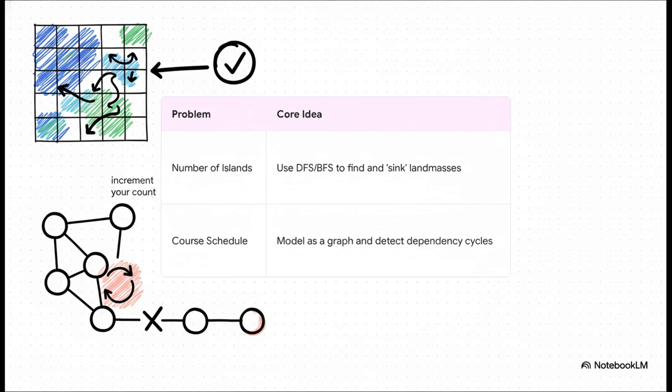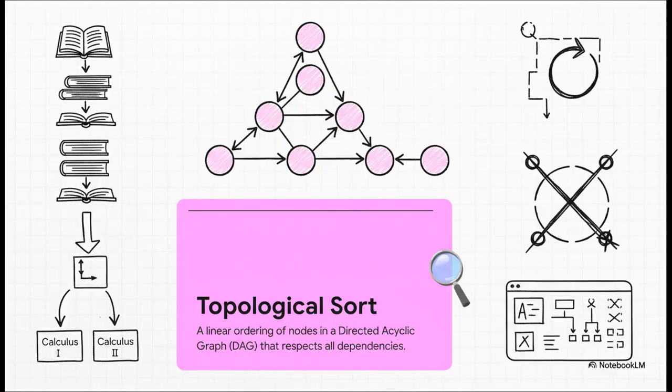Then you move on. For Course Schedule, you're checking if you can actually finish all your classes. You build a graph of prerequisites and then look for a cycle. Because if there's a cycle, well, you can't take class A before B and B before A. It's impossible. And that Course Schedule problem brings up this fancy-sounding concept, topological sort. Don't let the name scare you. All it is is a to-do list for things that have dependencies. It puts everything in an order that actually works.